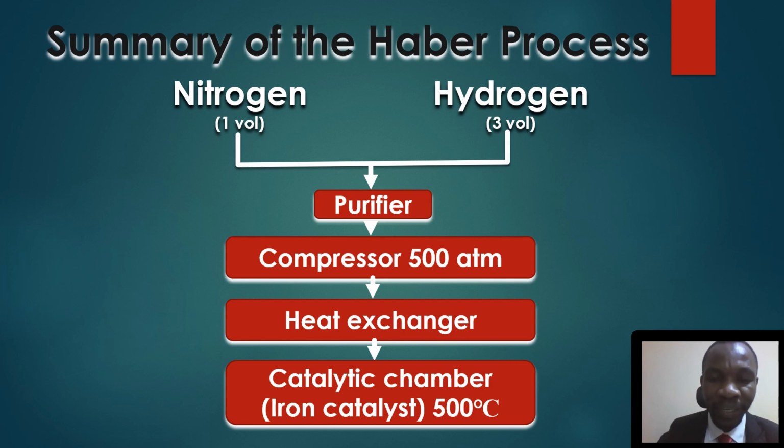So we have 3 optimum conditions that are required for maximum yield of ammonia, which are these: iron catalyst, temperature of 500 degrees Celsius, and pressure of 200 atmospheres. So in the catalytic chamber, nitrogen will combine with hydrogen and form ammonia.